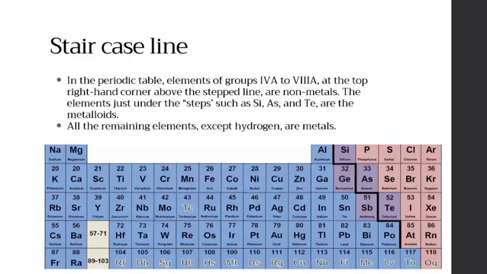In the periodic table, elements of groups 4A to 8A, at the top right-hand corner above the stepped line, are nonmetals. The elements just under the steps, such as silicon, arsenic, and tellurium, are the metalloids. All the remaining elements, except hydrogen, are metals.